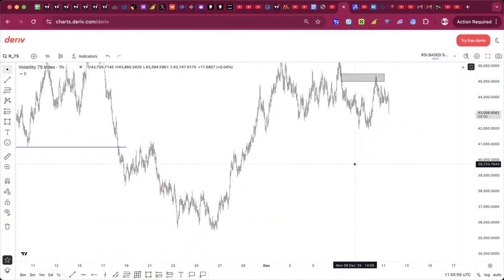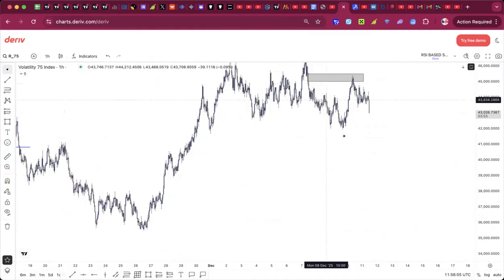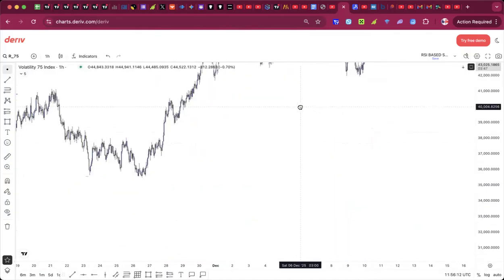That's massive. So you ask me, Feli, can I enter now? Well, I can't enter anything here now because we have this. This is like a structure. So this is a broken structure. So you want this one to be broken. That may take another few days for you to have this. But certainly, you are looking at this as a draw on liquidity. This is the lowest.